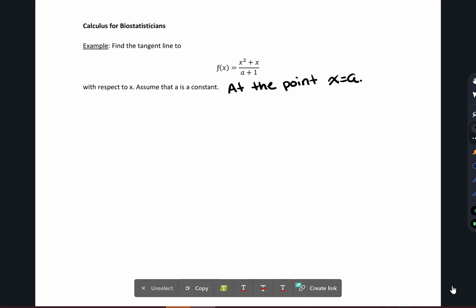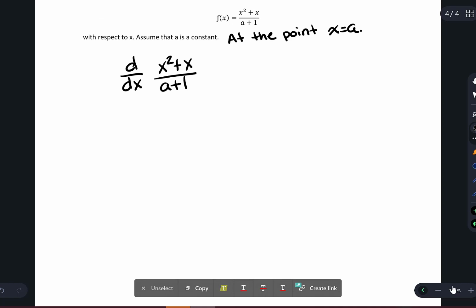All right, so again, if we're going to find the tangent line, the very first thing we have to do is take the derivative, because the derivative is going to tell us the slope of the tangent line at a particular point. So starting out, we're going to take the derivative with respect to x of x squared plus x over a plus 1. Now, keeping in mind that a is a constant by rule 1 from the previous page, we know that this is equal to 1 over a plus 1 times the derivative with respect to x of x squared plus x.